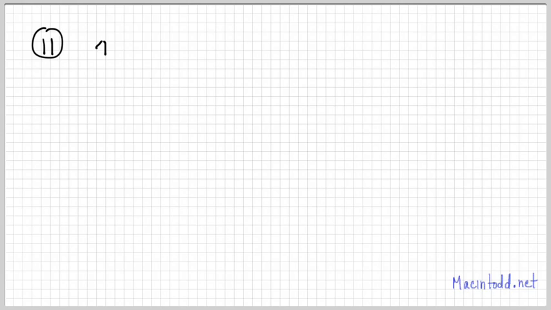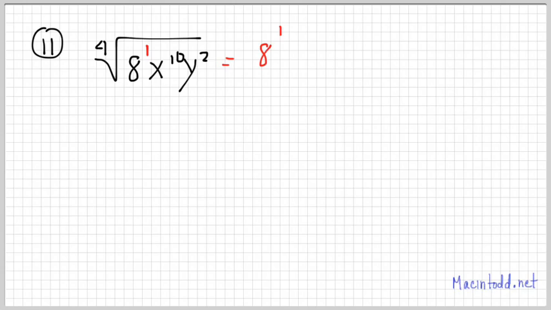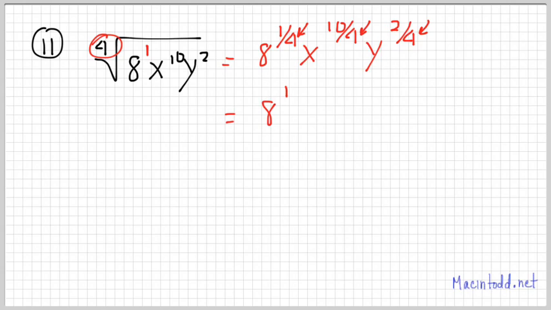11 is very similar. I think a lot of people missed this one, and probably the previous one. They forget that on this 8 there's an exponent of 1. So that's 8 to the 1/4, x to the 10/4, y to the 2/4. Again, this 4 down here is because that means 4th root. We'll simplify these fractions to have the best answer we can have. And y to the 1/2.